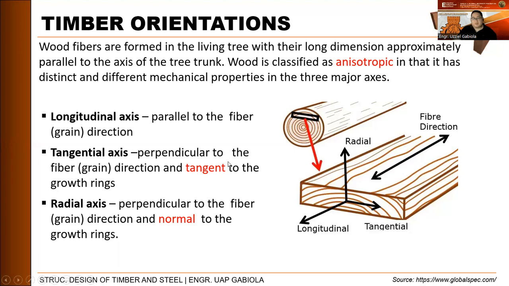Then when we are talking about normal, naka-perpendicular dun sa annular ring natin, no? So parang halimbawa, parang nakapatong dito sa annular ring natin. So radial naman siya dun sa ating growth rings. So these three axes will be very significant later on when we are designing, especially when we are considering the bending strength and shear strength ng timber natin, kasi timber has different values for parallel to the fiber and perpendicular to the fiber strength. Okay?